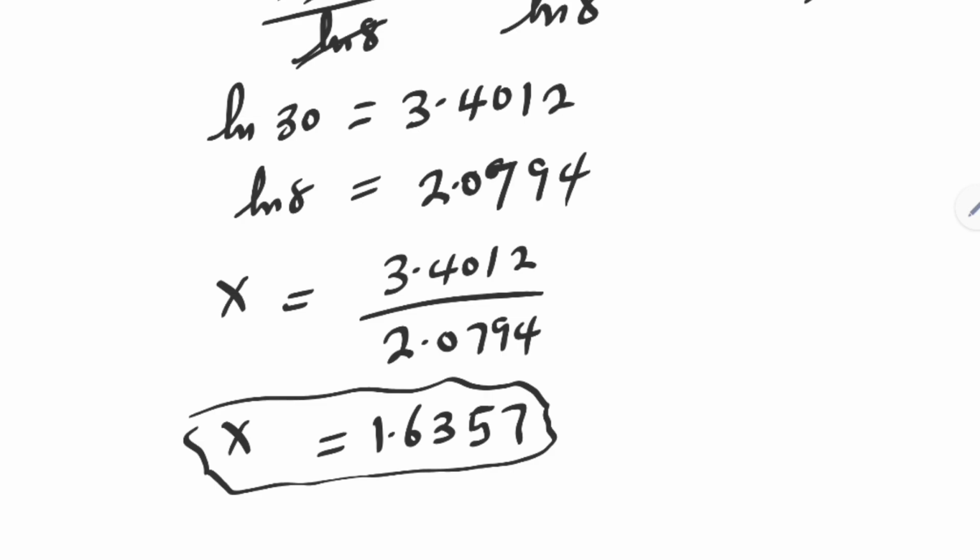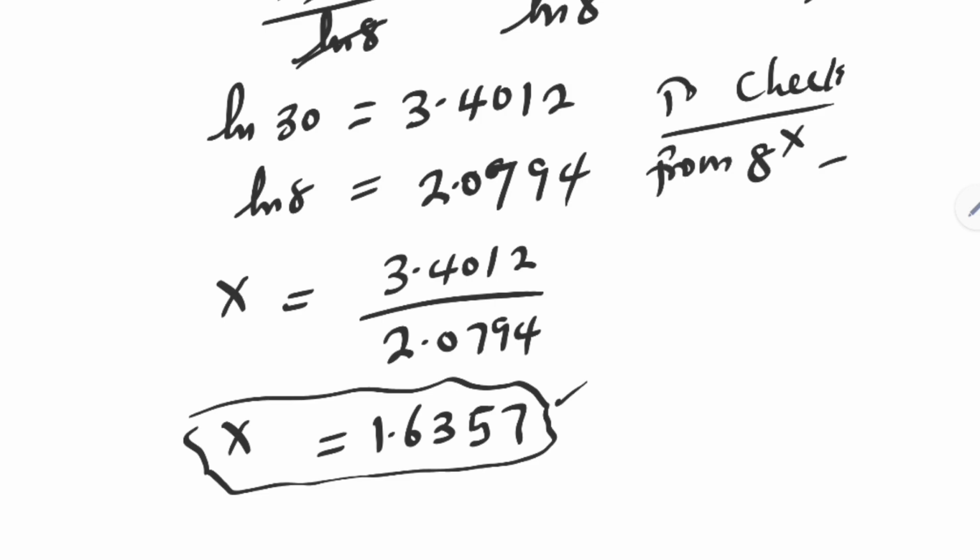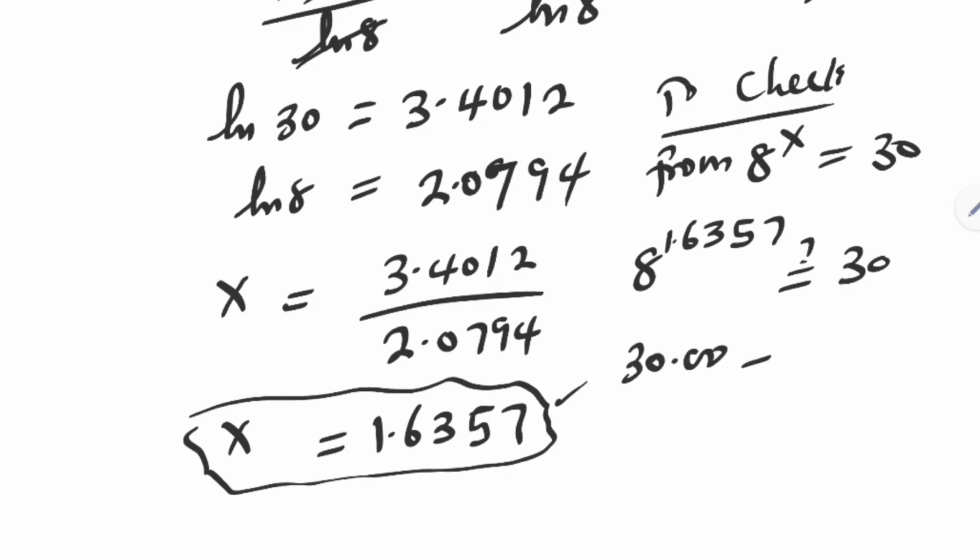Now we may check to confirm if this answer is right or wrong. Let's check. To check, from 8 raised to power x is equal to 30, 8 raised to power 1.6357 must be equal to 30. And of course, 8 raised to power 1.6357, this is 30.00 is equal to 30, which is true.